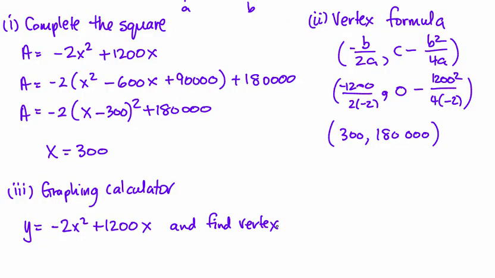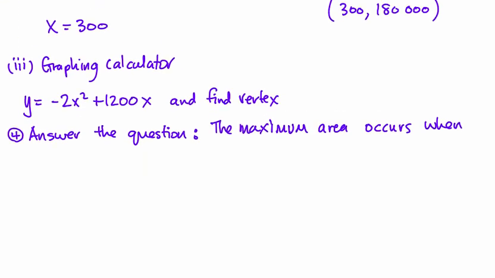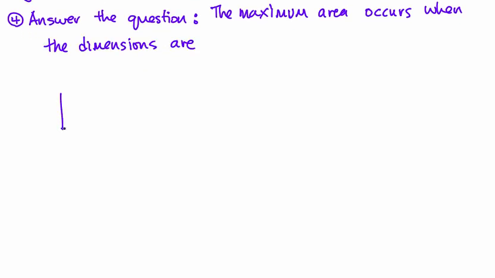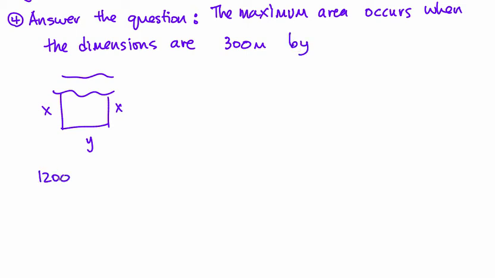Okay, in any of those ways we come to step 4, which is to answer the question. And in this case we find that the maximum area occurs when the dimensions are, well, remember our picture, we had x and y and a river, and so I had 300 as my x, 300 meters, and the value for y was 1,200 take away 2 times 300, which is 600 meters. And that'll give you a grand total for the area of 180,000 meters squared.